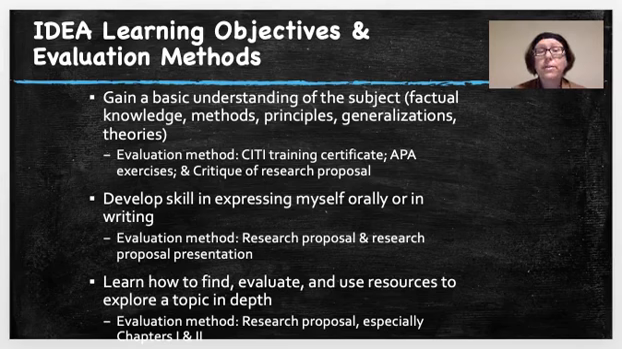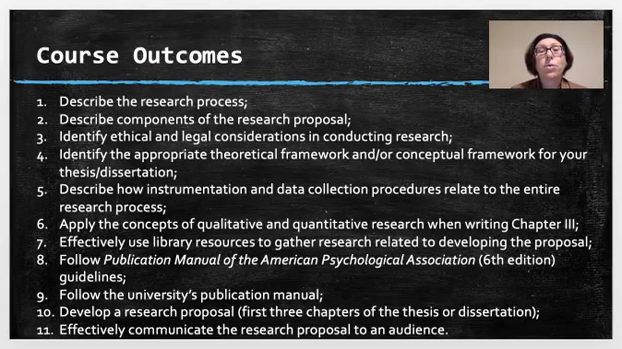We have 3 learning objectives that we want to accomplish in both courses. You're going to gain a basic understanding of research and the documentation process using the American Psychological Association's publication manual. You're going to develop the skills in expressing yourself orally and in writing by writing the first 3 chapters of your research proposal and then delivering a research proposal presentation. You'll also learn how to find, evaluate, and use resources to explore your research problem in depth by helping you write chapters 1 and 2. We have additional course outcomes presented on this slide.